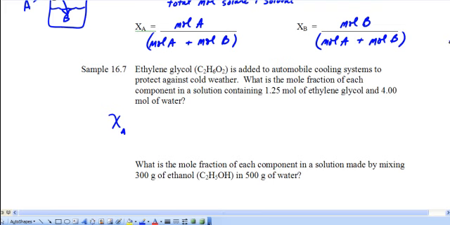The mole fraction of A, we'll call A ethylene glycol, so let's just say EG for ethylene glycol. That's going to equal the moles of ethylene glycol, which is 1.25 moles, divided by the total number of moles, which would be the 1.25 moles plus the 4 moles of water. So you have 1.25 divided by 5.25, and I'm getting a mole fraction of 0.238.